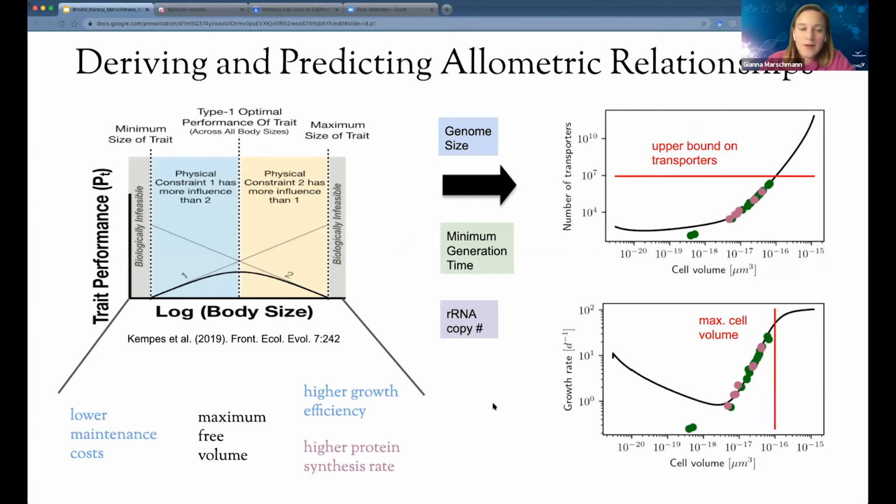So what we've done is ask, what can we predict from biophysical constraint? We use the allometric scaling relationships for how maintenance, growth efficiency, and protein synthesis rate depend on genome size and RNA copy number to predict the number of transporters on the cell surface that are necessary to grow at a given maximum specific growth rate. That scales with cell size, as well as a relationship between realized growth rate and cell size.